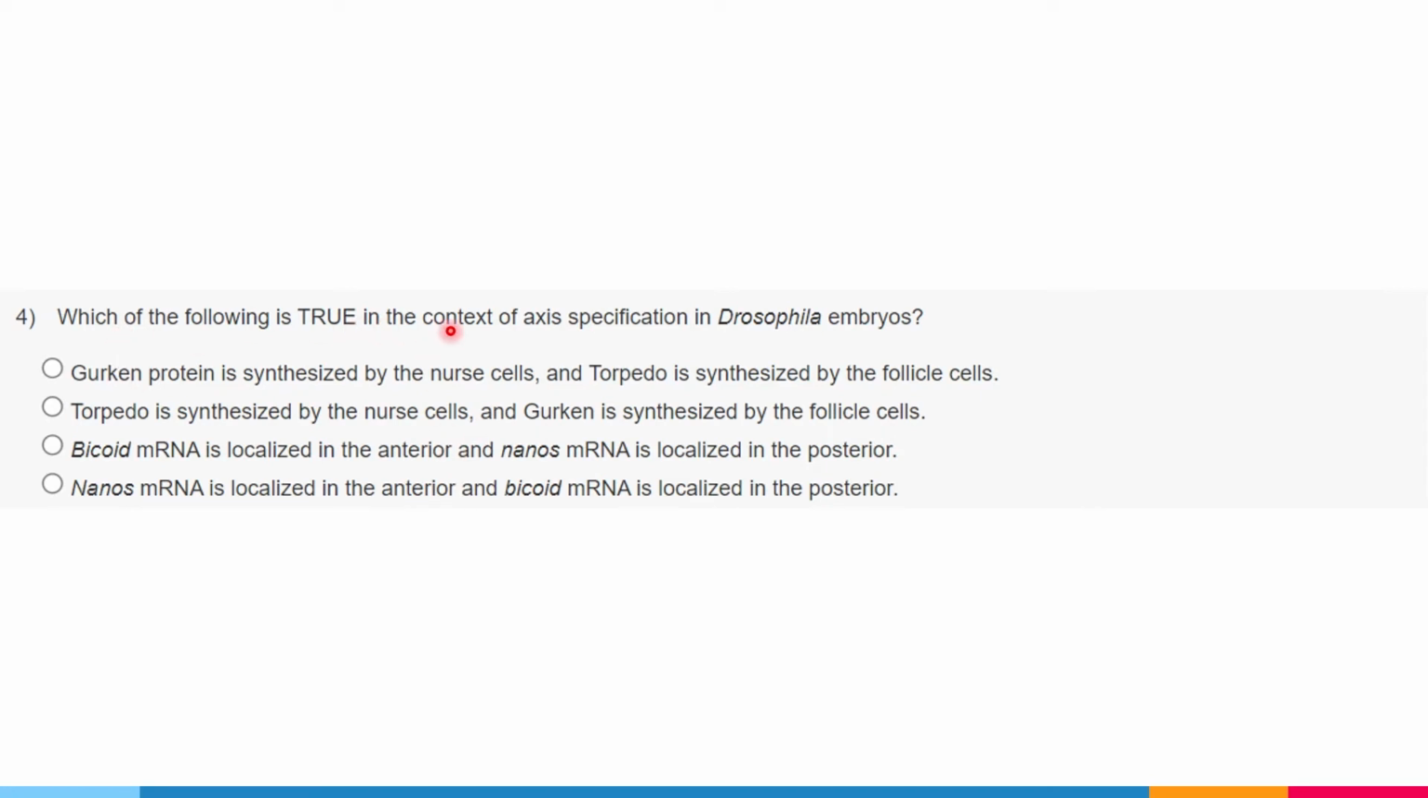Which of the following is true in the context of axis specification in Drosophila embryos? Gurken protein is synthesized by the nurse cells and torpedo is synthesized by the follicle cells. Torpedo is synthesized by the nurse cells, gurken is synthesized by the follicle cells. Bicoid mRNA is localized in the anterior, nanos mRNA is localized in the posterior; or nanos in the anterior, bicoid in the posterior. Single option correct because it is a single-answer type question. So this one is easy. Which of the following is true?